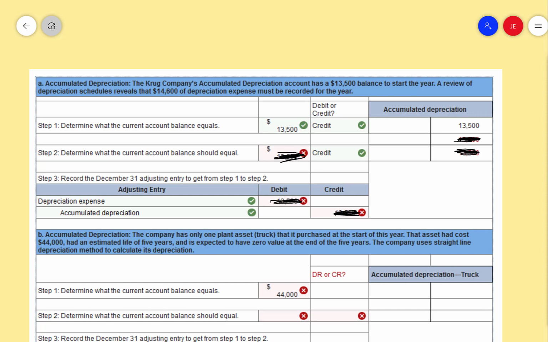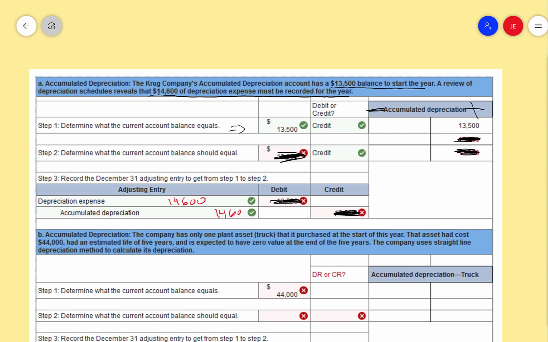Accumulated depreciation at Krug, their company's accumulated depreciation account has a $13,500 balance to start the year. There you go, credit balance, because remember this is a contra asset, right? Normal credit balance account. Reviewed depreciation schedules reveal that $14,600 of depreciation expense must be recorded for the year, right? So they're telling us we've used up $14,600 of our asset. So we're going to book that amount as the adjusting entry, right?